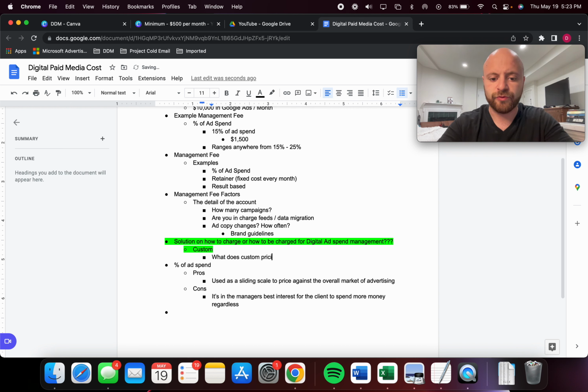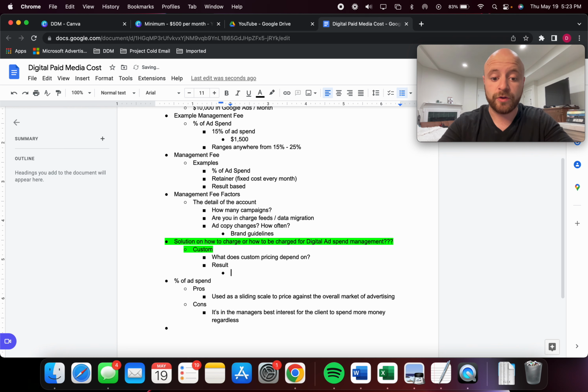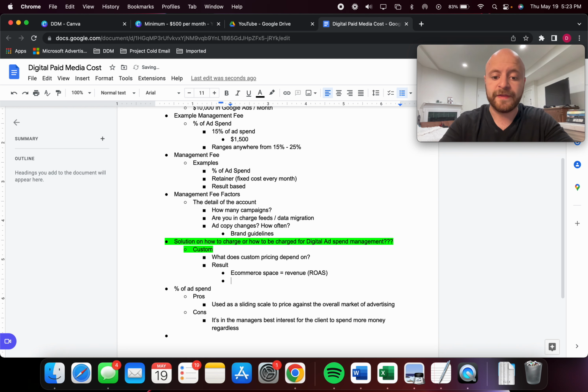What does custom pricing depend on? Well, result. What's the desired result? For the e-commerce space, it would be revenue or return on ad spend, which is ROAS. Or in the lead generation space, it would be leads generated, phone calls, web conversions, etc. So those are the two that you're going to deal with the most often, especially on the paid media side. If it's brand awareness, there might be views or impression share or things of that nature. But those are typically the main results that you can derive metrics on.